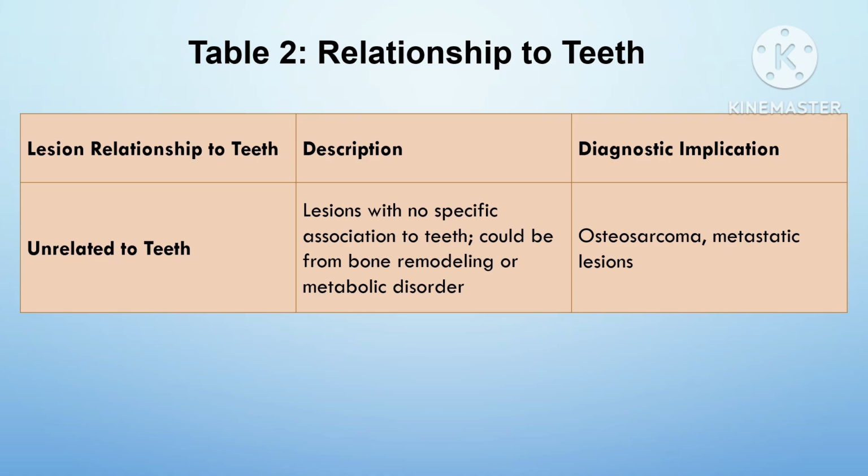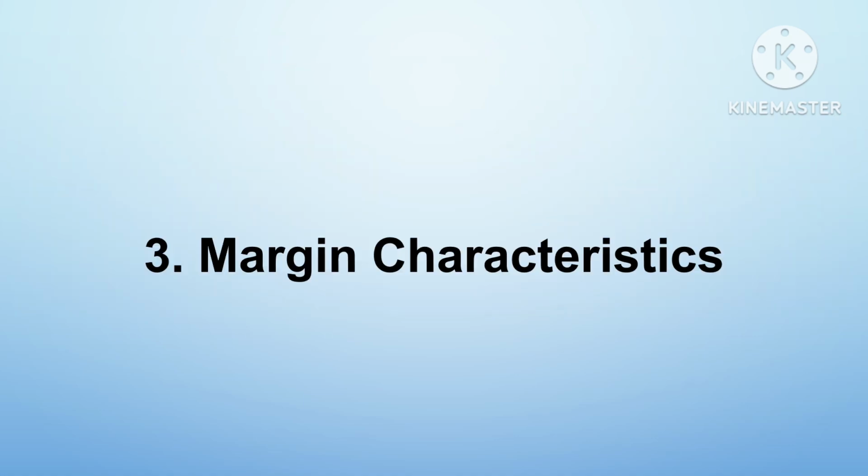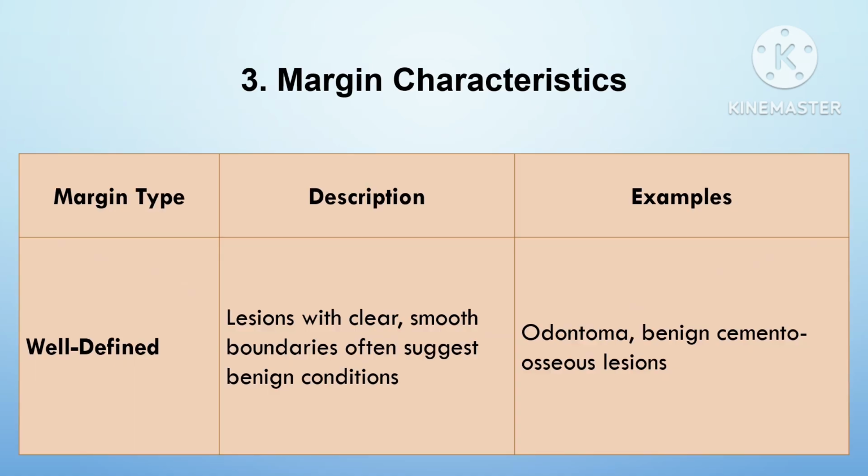On the basis of the margin characteristics of the radiopaque lesions, we may divide them into three categories: those having well defined margins, poorly defined margins, and a scalloped border. In the well defined margins, these lesions have clear and smooth boundaries. They are often indicative of benign conditions, and they are less likely to invade the surrounding tissues. An example is odontomas, which are benign tumors associated with tooth development.